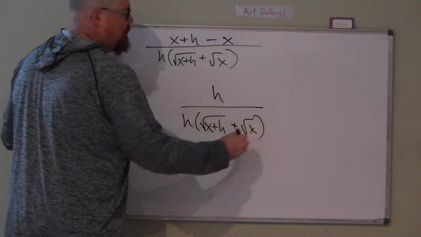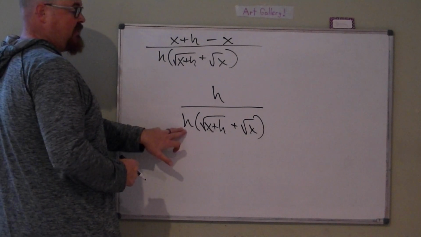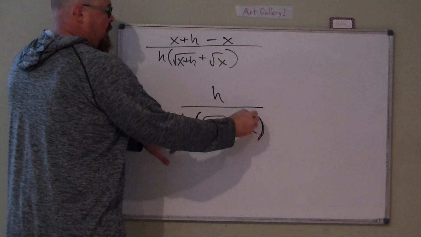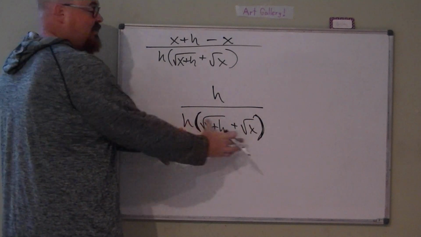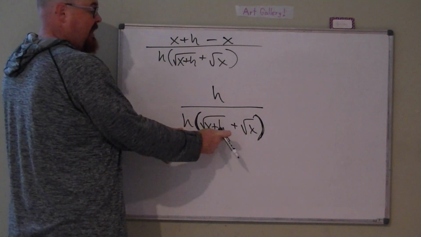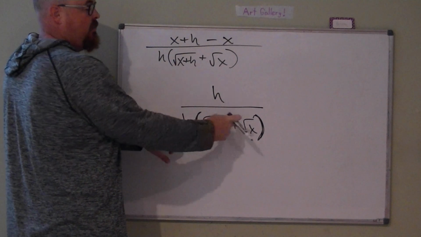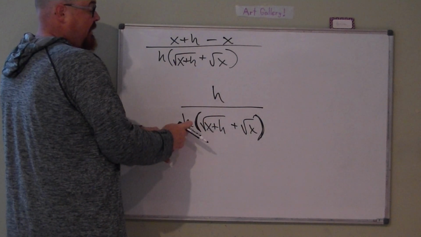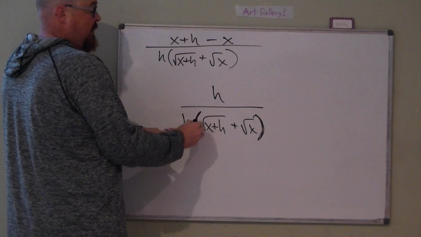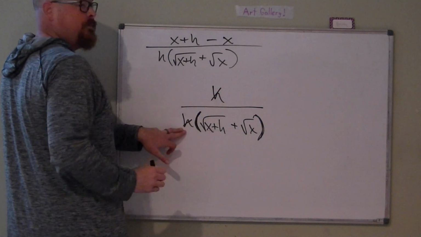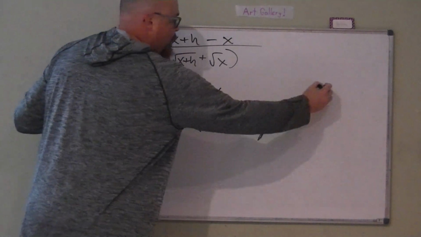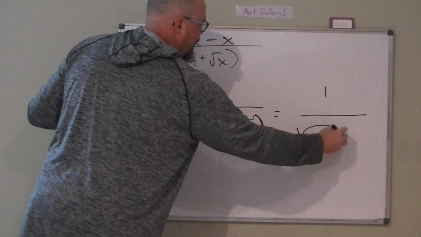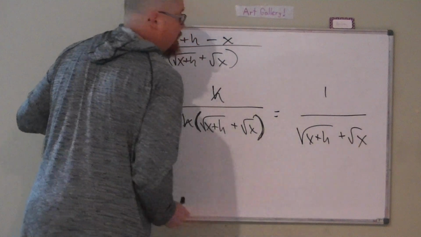I end up with a similar scenario that we've seen in the last example. In the last example with the rational function, I had an h on the bottom, and that h was being multiplied by something. So this h is a factor of the denominator. This h is not. This h is a part of this sum, which is a part of this sum. It's a big mess in here. I can't do anything with that. But this h is being multiplied by something, so I can cancel it. And I'm left with 1 over the square root of x plus h plus the square root of x.